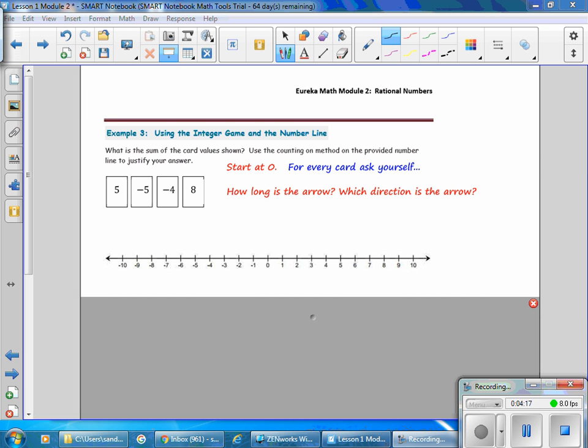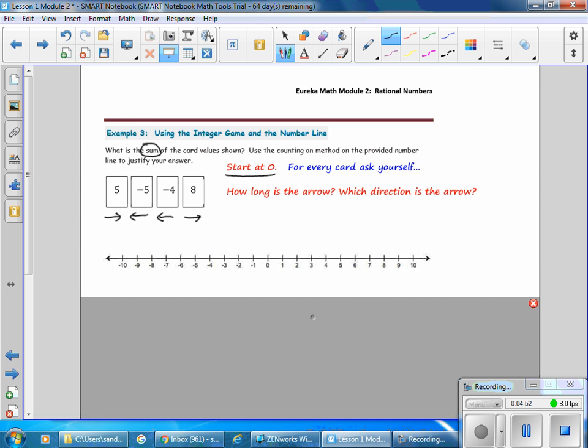Example 3. Using the integer game and the number line. What is the sum of the card values shown? Use the counting on method on the provided number line to justify your answer. So the sum means to add the numbers together. For the 5, we'll go to the right 5. For the negative 5, we'll go to the left 5. For negative 4, we'll go to the left 4 places. And for the 8, we'll go 8 in the right direction. Remember to start at 0 to begin the problem.